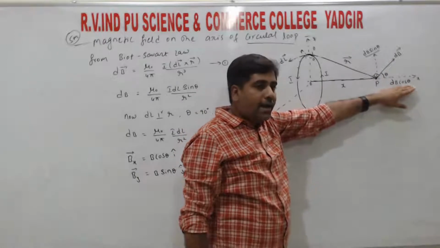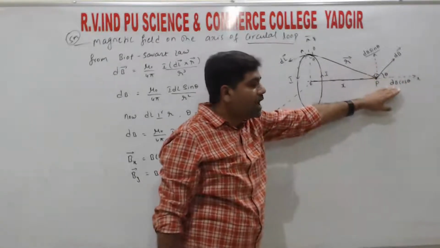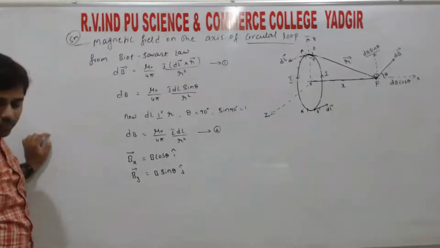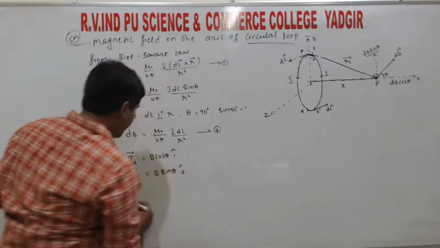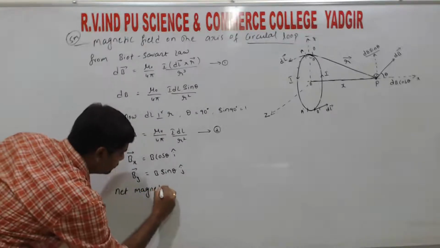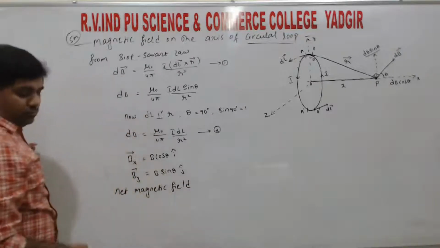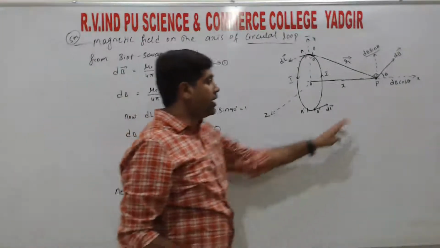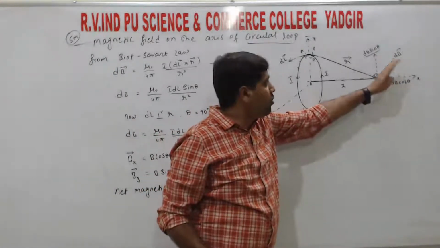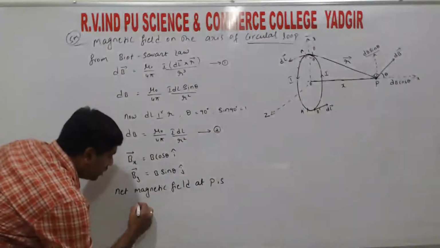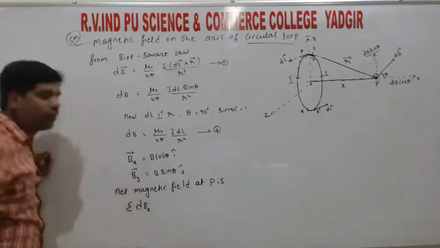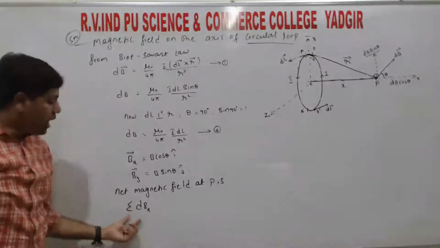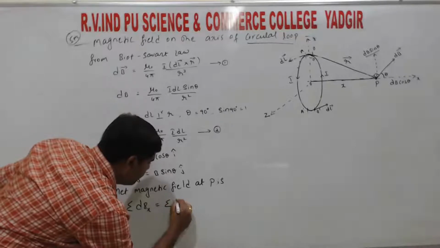So the only component we get by adding is dB cos theta. So if we add only the components along the x-axis, we get the total magnetic field, right? So the net magnetic field at the point P, that is the total magnetic field at the point, has two components, along the x-axis and along the y-axis, right? Along the x-axis we can write it as summation of dBx. Summation means adding all the magnetic field along the components. So if we add all the elements, we get dBx equals summation of dB cos theta.